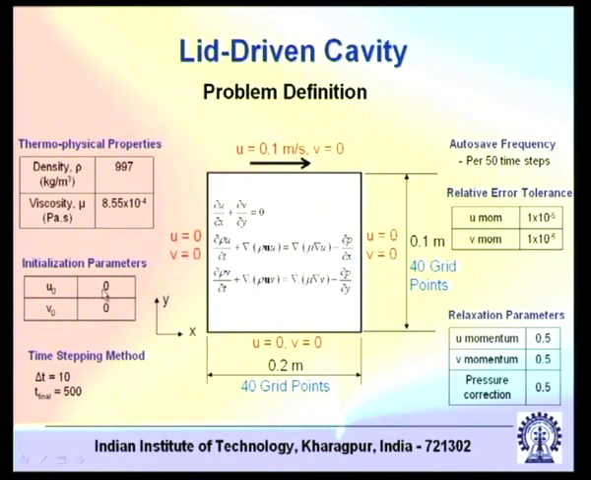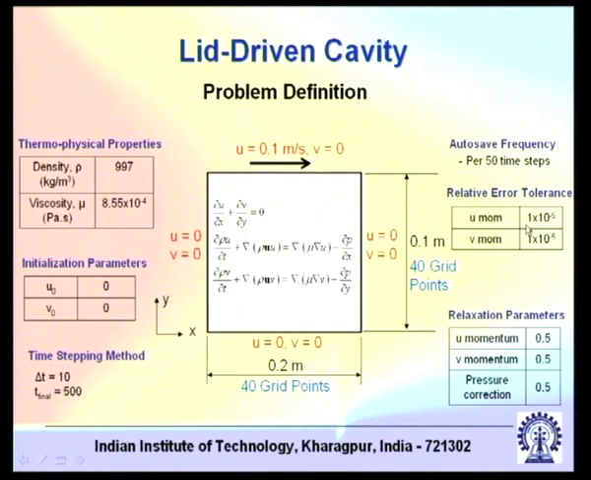Now initialization parameters, you may set the velocities as 0, you may use a time step delta t of 10 and a final time of 500. These are generic examples, so do not think that these are for getting highly refined solutions, these are just for illustration to begin with. Then autosave frequency per 50 time steps, so that means at the end it will only store the result, because 50 time steps will make it 500.